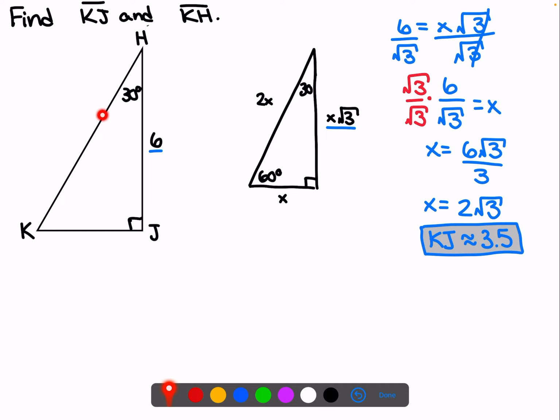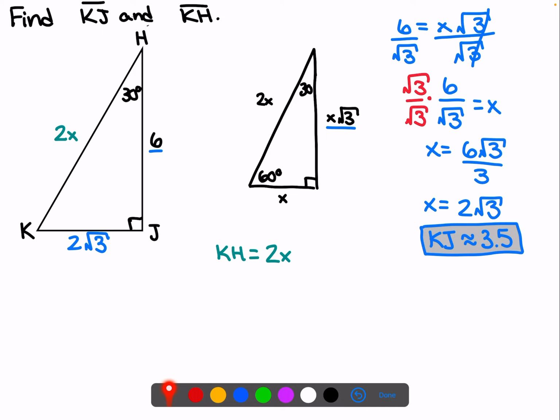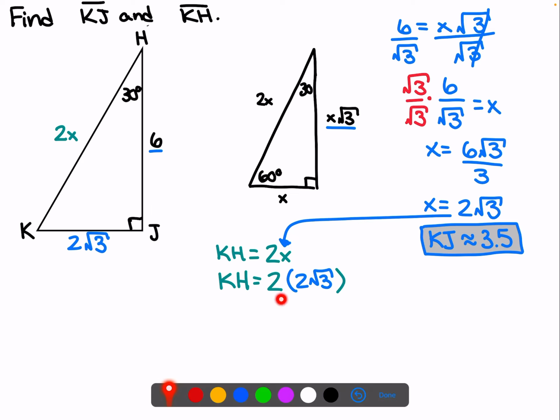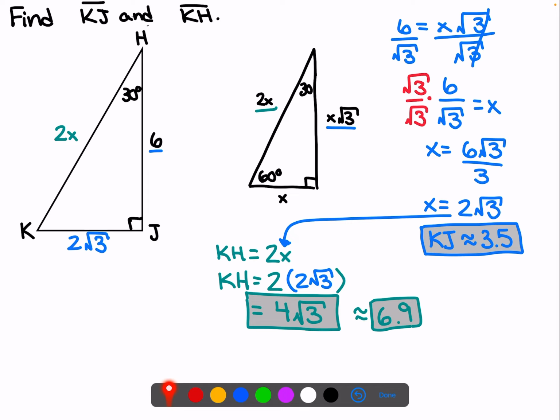Next, we need to solve for KH. We know KH corresponds with 2x, so I can say KH equals 2x. Plugging in 2 radical 3 for x, I'm not going to plug in the 3.5, I'm going to plug in 2 radical 3. That'll give me KH is equal to 2 times 2 rad 3. Of course, 2 times 2 will just give us 4, so KH is equal to 4 rad 3. If we enter that into our calculator, we get about 6.9 units. So again, KH is 6.9, KJ is 3.5.